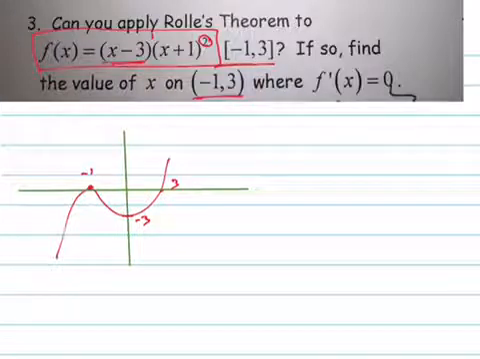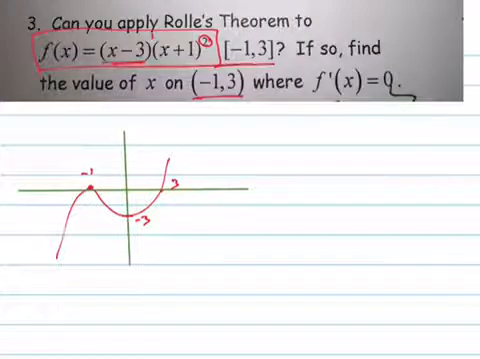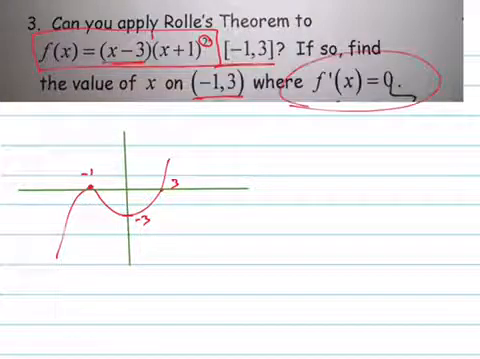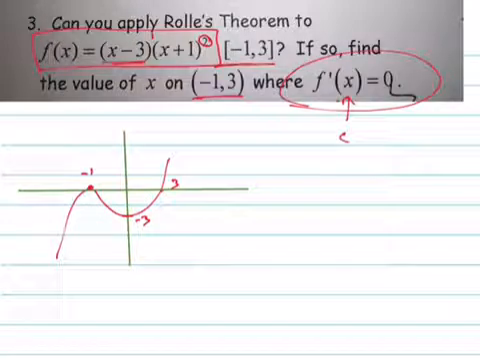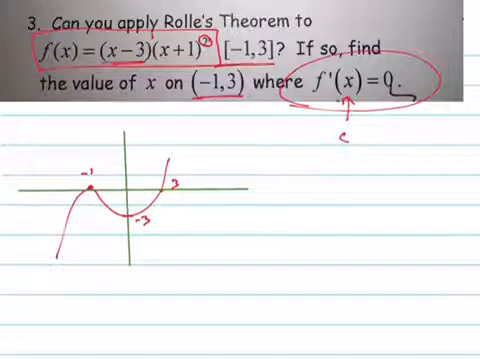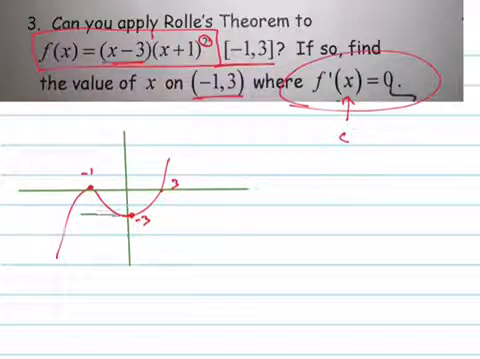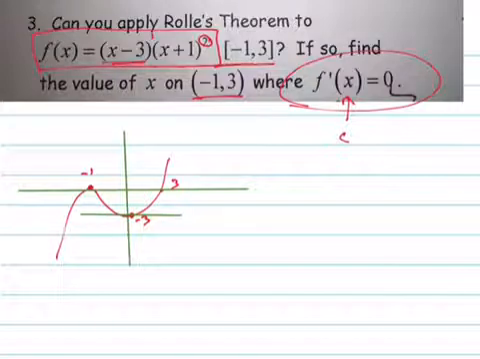So the point is this: Rolle's theorem says that there's going to be some value in (-1, 3) such that the derivative at that value, some c, is equal to 0, meaning it has to turn at some point. So it's got to turn somewhere in here, so that the derivative at that point is 0, which means there's a horizontal tangent line. Does that make sense? That's the idea behind Rolle's theorem.